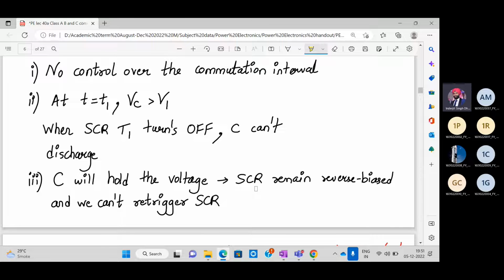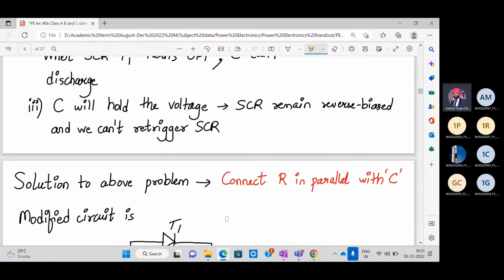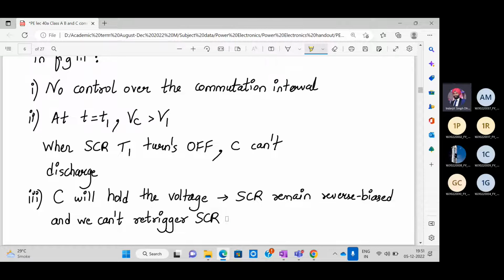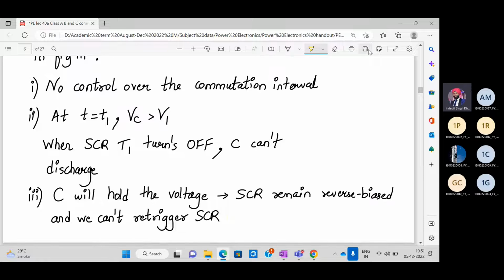That means it is used for one-time turn off. That's it. The SCR is on and you are turning it off once. We cannot re-trigger the SCR. Do you understand the problem? Yes or no?